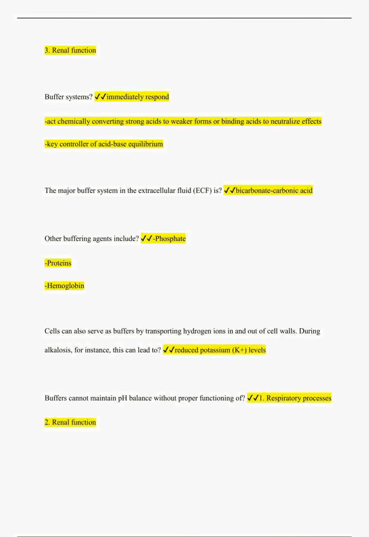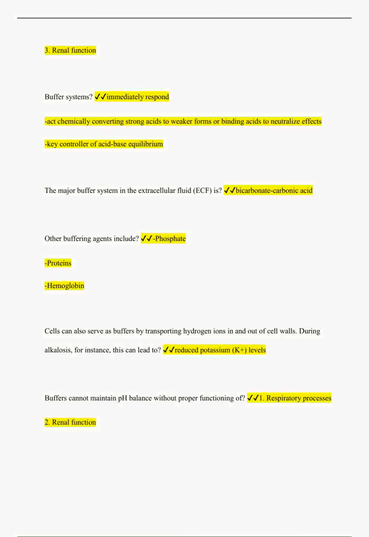Key controller of acid-base equilibrium. The major buffer system in the extracellular fluid, ECF, is bicarbonate, carbonic acid. Other buffering agents include phosphate, proteins, hemoglobin. Cells can also serve as buffers by transporting hydrogen ions in and out of cell walls. During alkalosis, for instance, this can lead to reduced potassium, K+ levels.